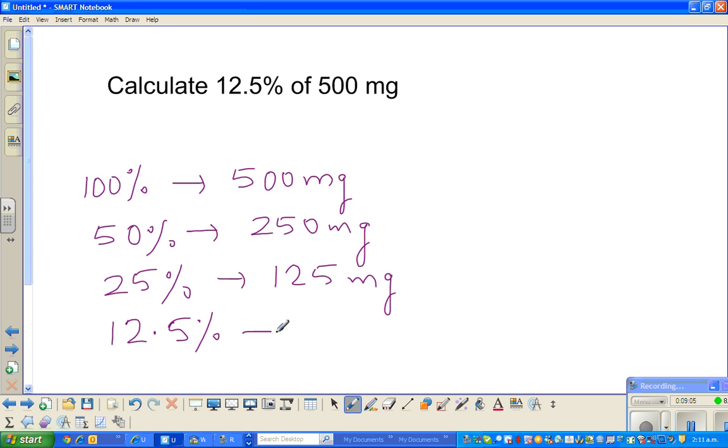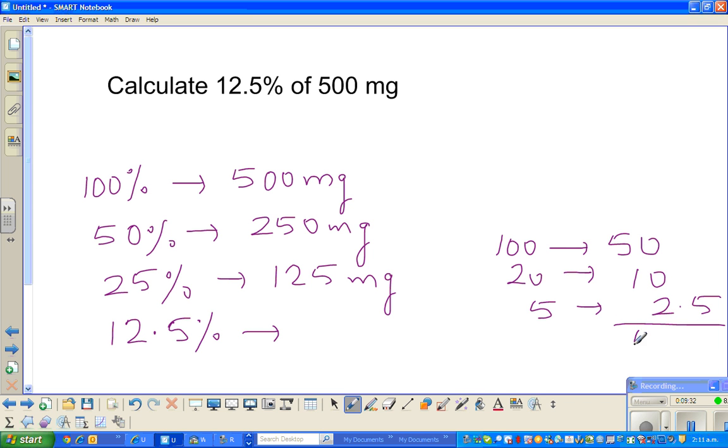Now here it becomes a bit tricky. 12.5%. I can't do it off my head, so half of 125. I know half of 100 is 50, half of 20 is 10, and half of 5 is 2.5. So that is 62.5, just like that. 62.5 milligram. Okay, so this is the most efficient way.